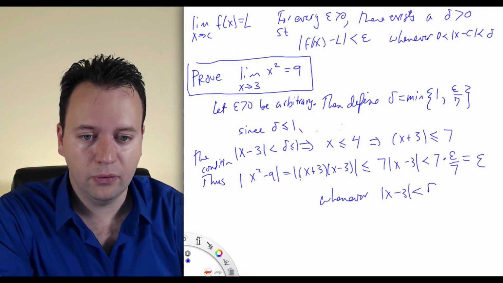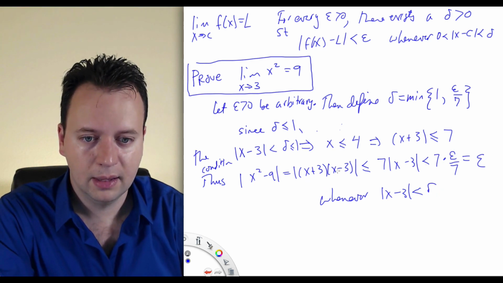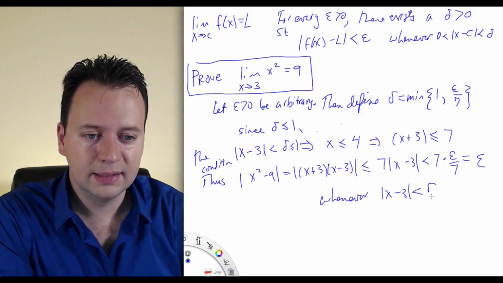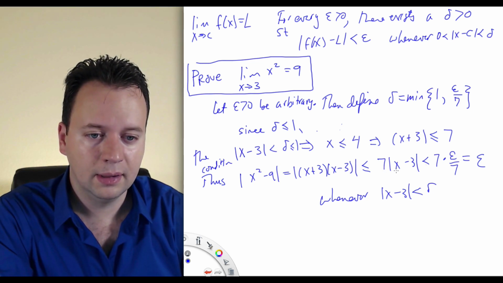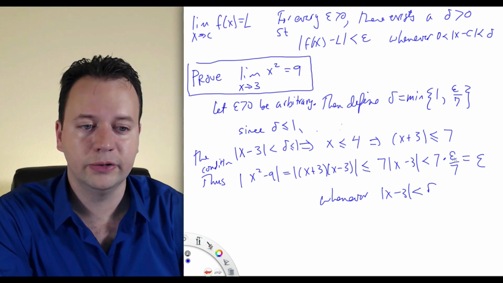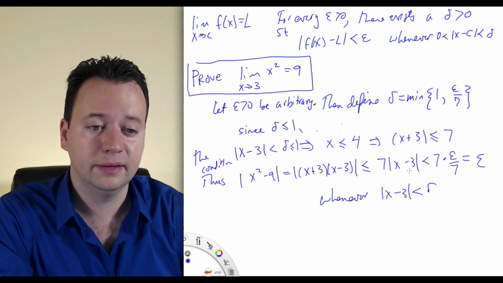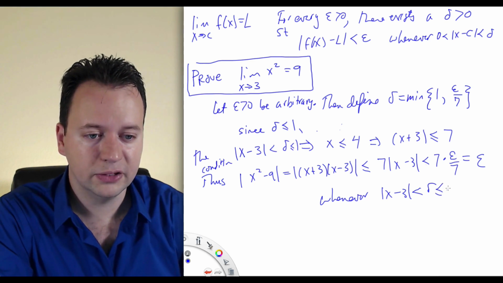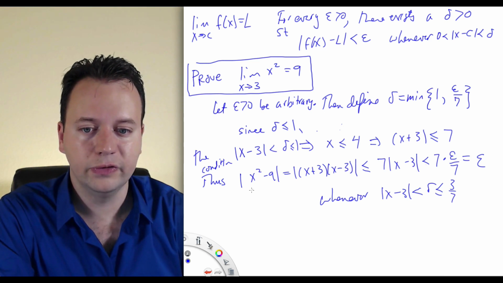The reason, well, first, since delta is less than or equal to 1, x plus 3 will have to be less than or equal to 7. Second, since delta is less than or equal to epsilon over 7, x minus 3 will also be less than or equal to epsilon over 7. So actually it will be less than epsilon over 7 because x minus 3 is less than delta, and delta is less than or equal to epsilon over 7, so that's where you get this connection right here. So that proves that the limit as x approaches 3 of x squared is equal to 9.